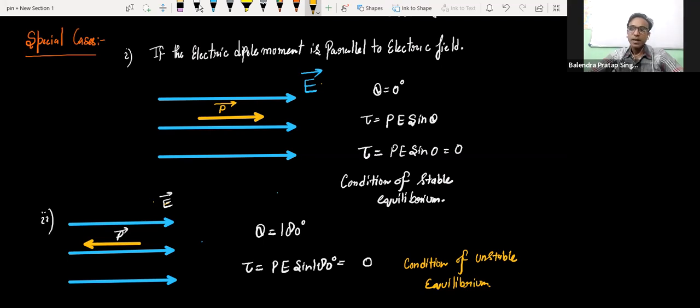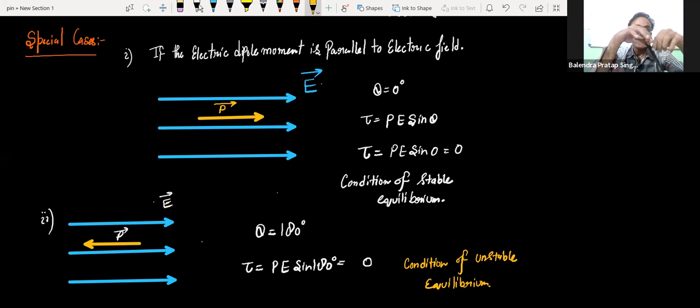Okay, now let me discuss what is stable and unstable equilibrium. Suppose this is your dipole, and it's parallel to this uniform electric field. The direction of the dipole moment is parallel. So what happens if I apply a very small force over this dipole? This dipole will move slightly and come back to its original initial position. That we call stable equilibrium. In this case the dipole is stable.